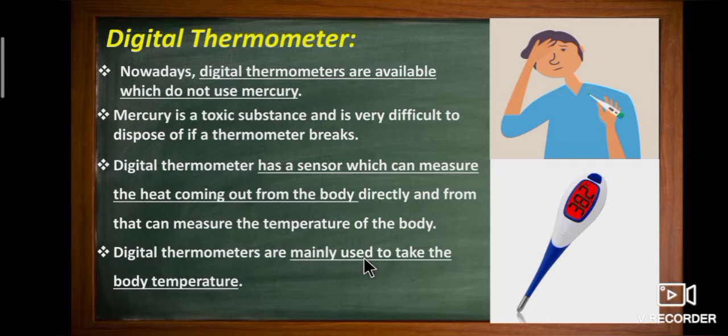Digital thermometers are mainly used to take the body temperature.